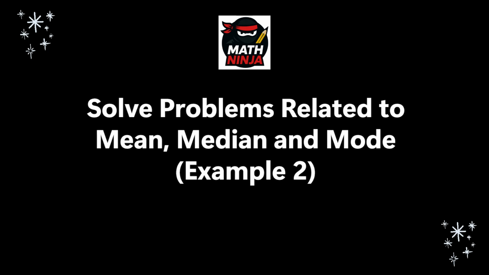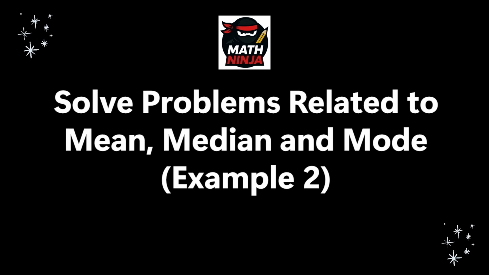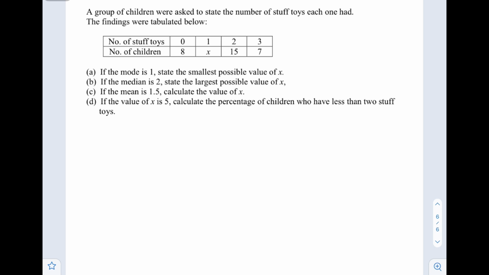In this video, we will learn how to solve problems involving mean, median, and mode. Here in this example, it says that a group of children were asked to state the number of stuffed toys each one has. If you look at the table, you will see that there are 8 children with no stuffed toys, X number of children with only 1 stuffed toy, 15 children with 2 stuffed toys, and 7 children with 3 stuffed toys. So the question A says if the mode is 1, right?